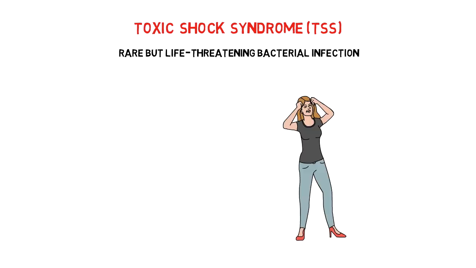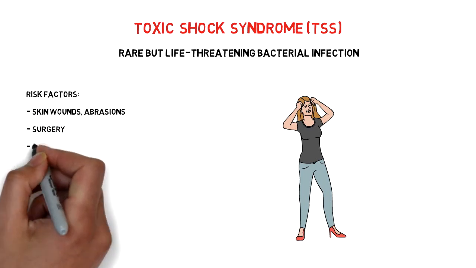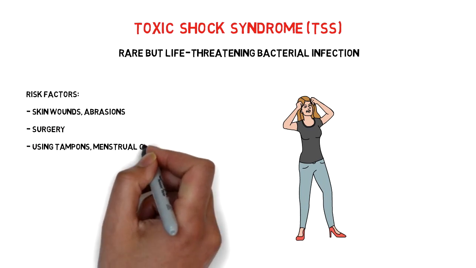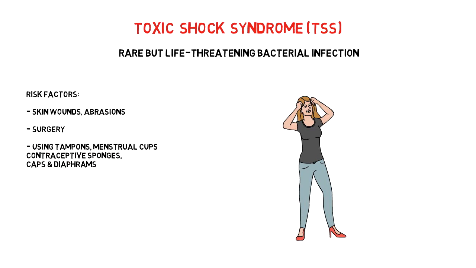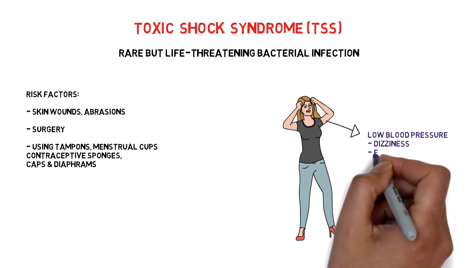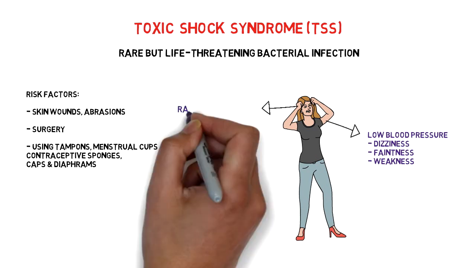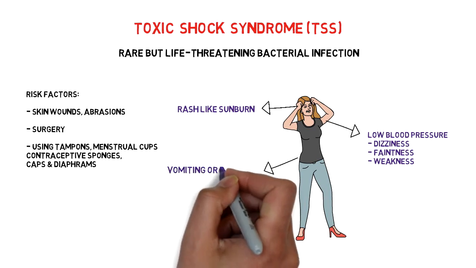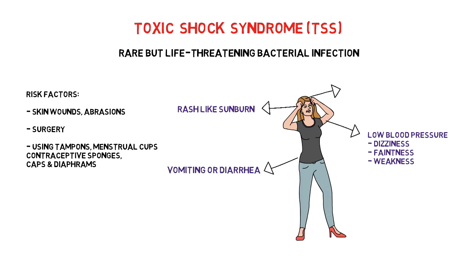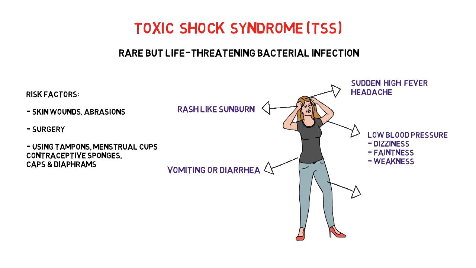Risk factors for getting the infection include anyone with open wounds or skin abrasions, having surgery, and keeping tampons, menstrual cups, contraceptive sponges, caps, and diaphragms in for too long. The signs and symptoms include low blood pressure, so you would feel dizzy, faint, and weak, a rash that looks like a sunburn, particularly on the palms of the hands and the soles of the feet, vomiting or diarrhea. You can have a sudden high fever and headaches, or you can have muscle aches.